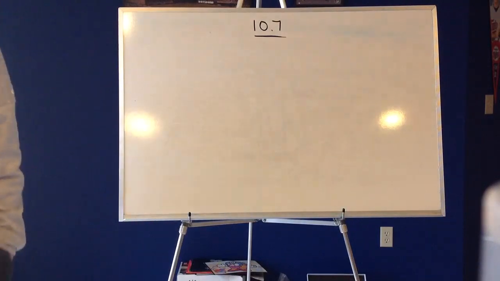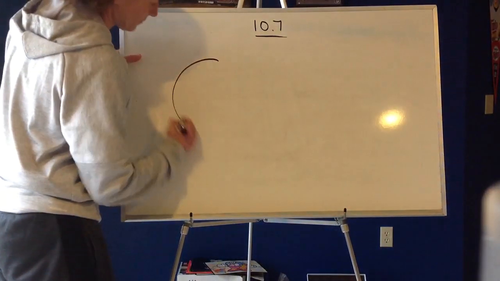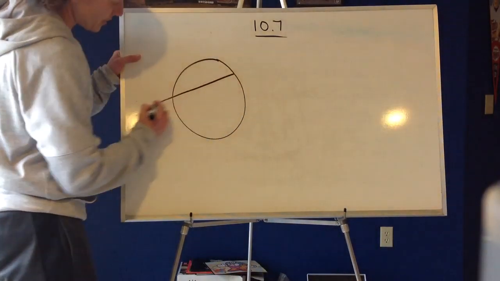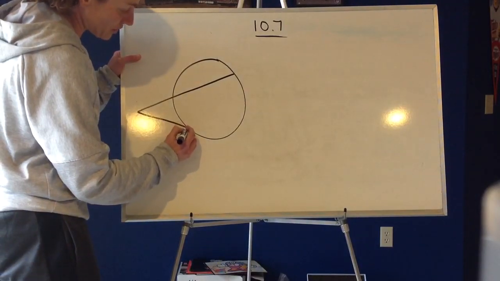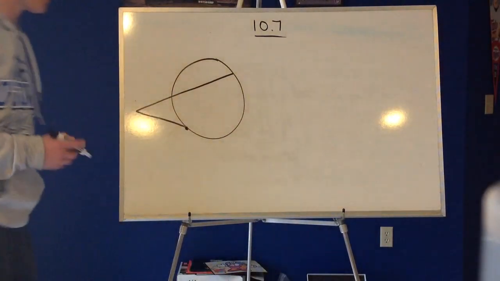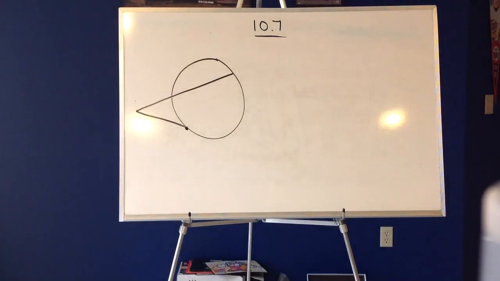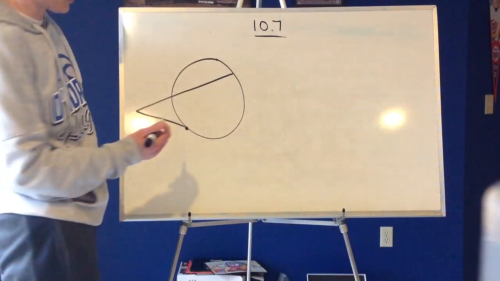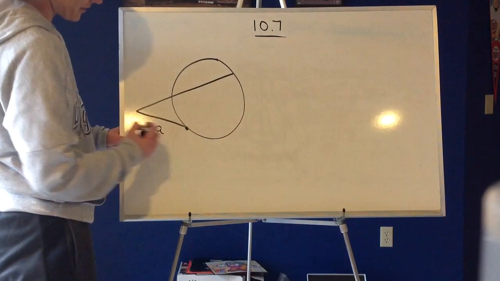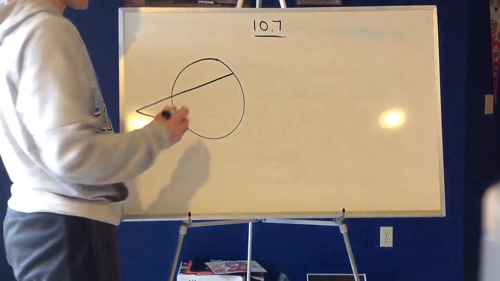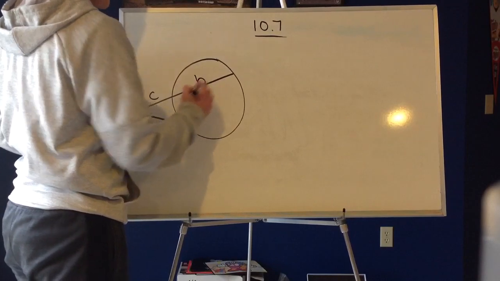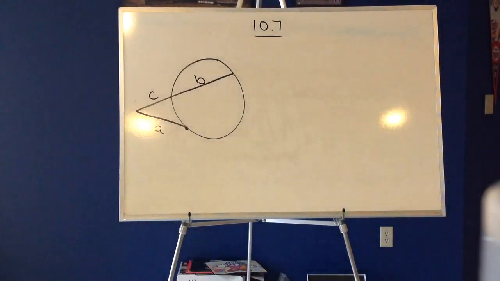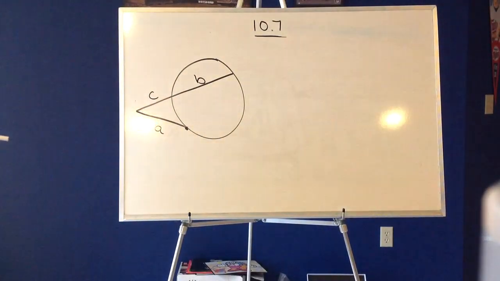Okay, so for the next one, we're going to have one secant, but then we're just going to have a tangent, where it just stops right there. It does not continue on through the circle. So what you really end up with is only a couple of pieces. I've got A as the tangent piece here. I'm going to go with C and B just so it matches the same letters I have on the filled out notes for you guys.